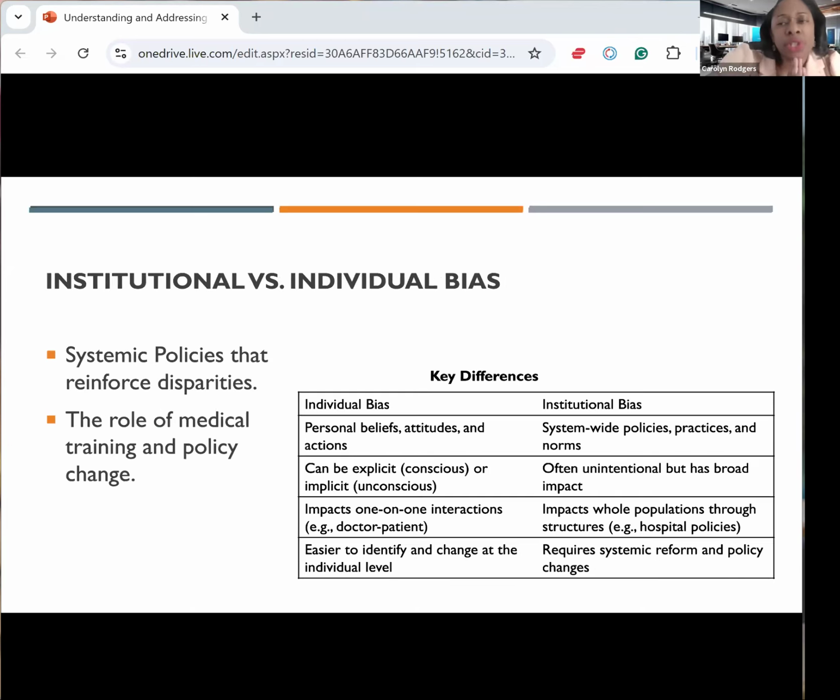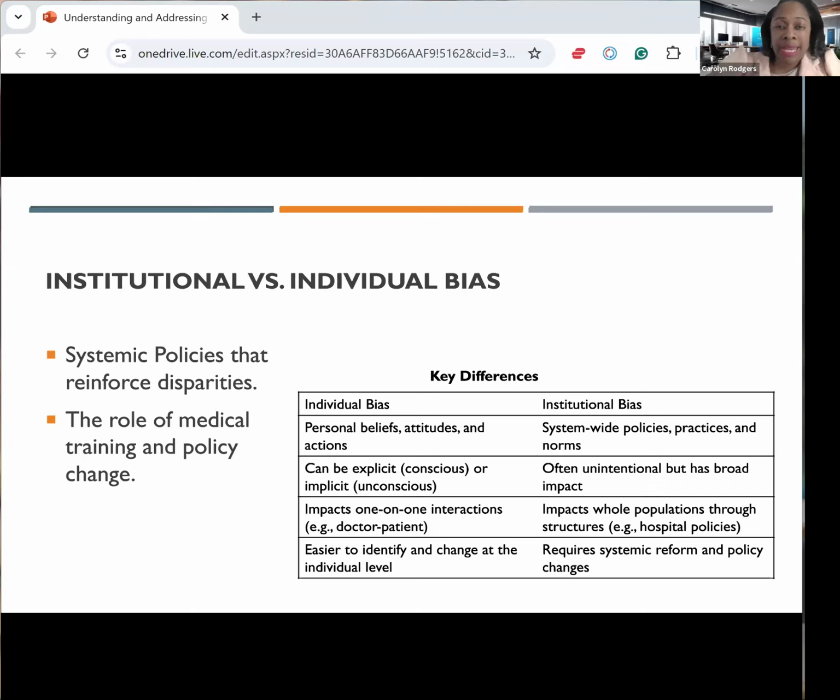So, what is institutional versus individual bias? And again, that's a real thing. The definition of individual bias refers to our personal attitudes, our personal beliefs, and our personal actions, whether conscious or unconscious. So, again, this is all representation of a single person that can lead to unequal treatment or prejudiced behavior towards others.